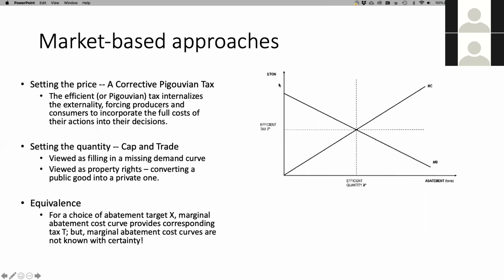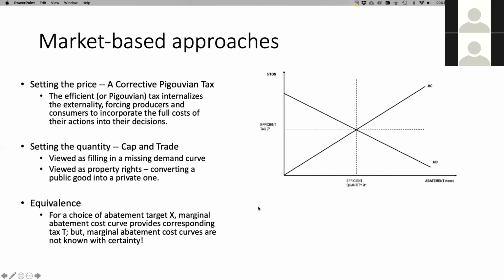And so that is one way of regulating a market for a certain good: setting a tax. The other tool that economists have at their disposal is to set the quantity. Now, this can be viewed as filling in a missing demand curve. It can be viewed as converting a public good into a private one.